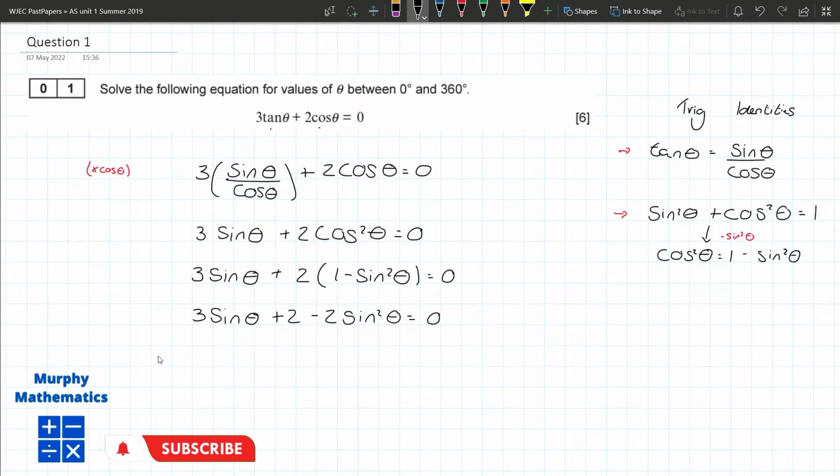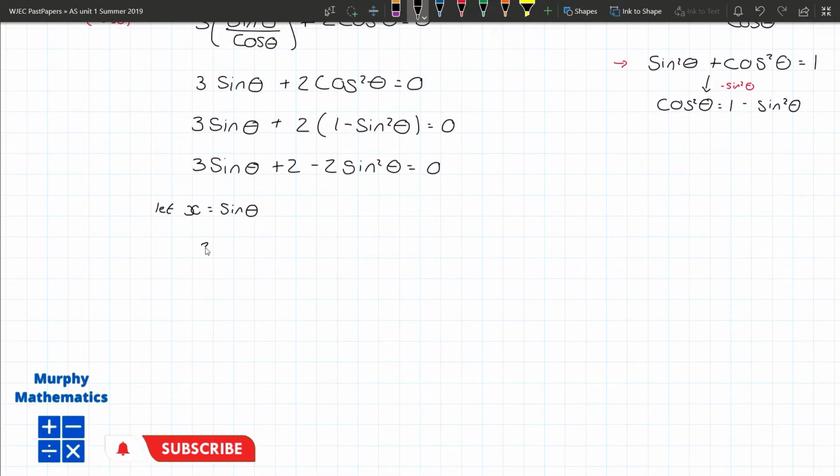I can make this more visible by letting x equals sine theta. So by doing this, I have 3x plus 2 minus 2x squared equals 0. And yeah, we can see that we've got x squared, we've got x, and we've got an integer. So when we normally write quadratic equations, we like to write it in terms of ax squared plus bx plus c equals 0.